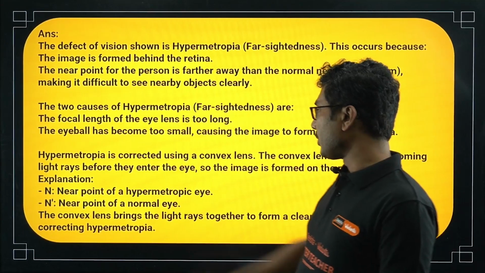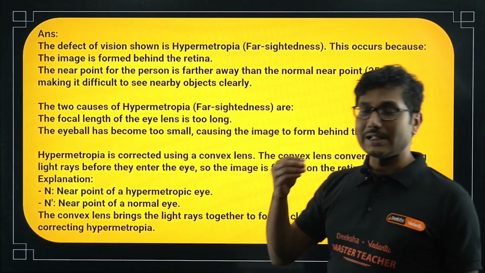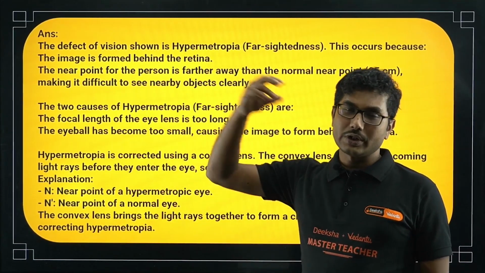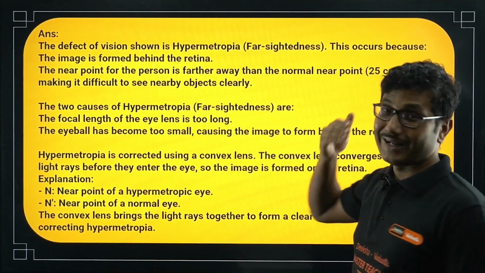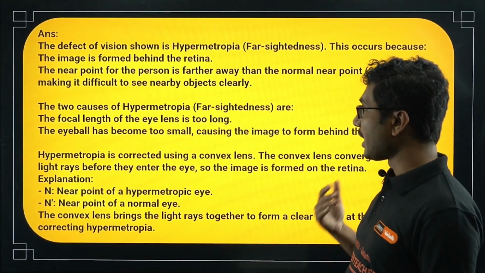The two causes of hypermetropia are: the focal length of the eye lens is too long, that means the eye lens is weakened. The eye lens is weakened, it cannot focus closer objects onto your retina. So focal length is too long, focal length increases means power decreases, so the power of your eye is decreased.